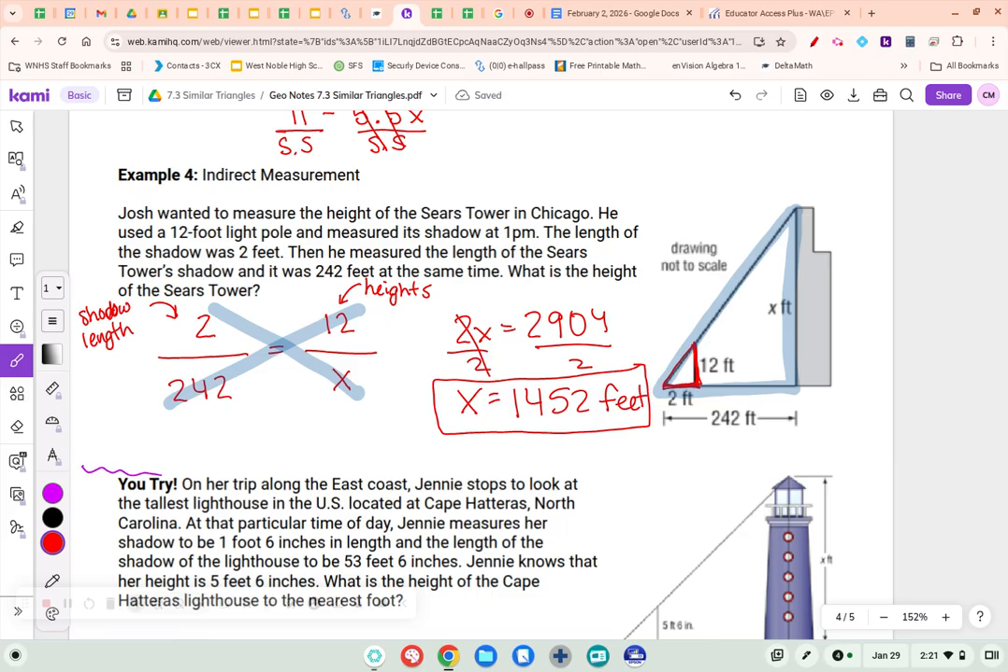Take a second, guys. Look up how tall the Willis Tower, Sears Tower in Chicago actually is. Hopefully you discovered that this is a pretty good approximation for it. Using shadow lengths and a known height can actually help you find the height of a much taller thing that you could not easily measure with like a measuring tape.